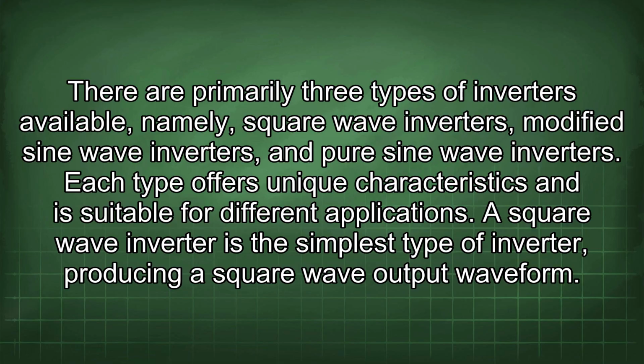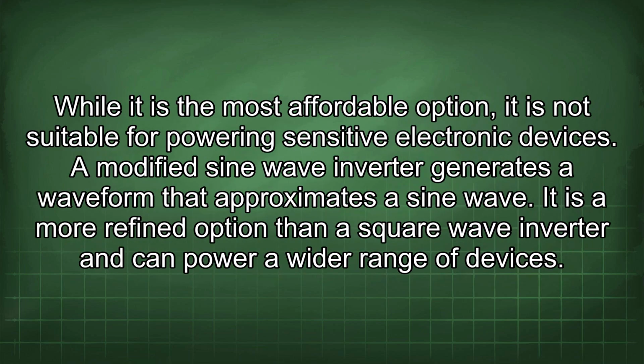Each type offers unique characteristics and is suitable for different applications. A square wave inverter is the simplest type of inverter, producing a square wave output waveform. While it is the most affordable option, it is not suitable for powering sensitive electronic devices.